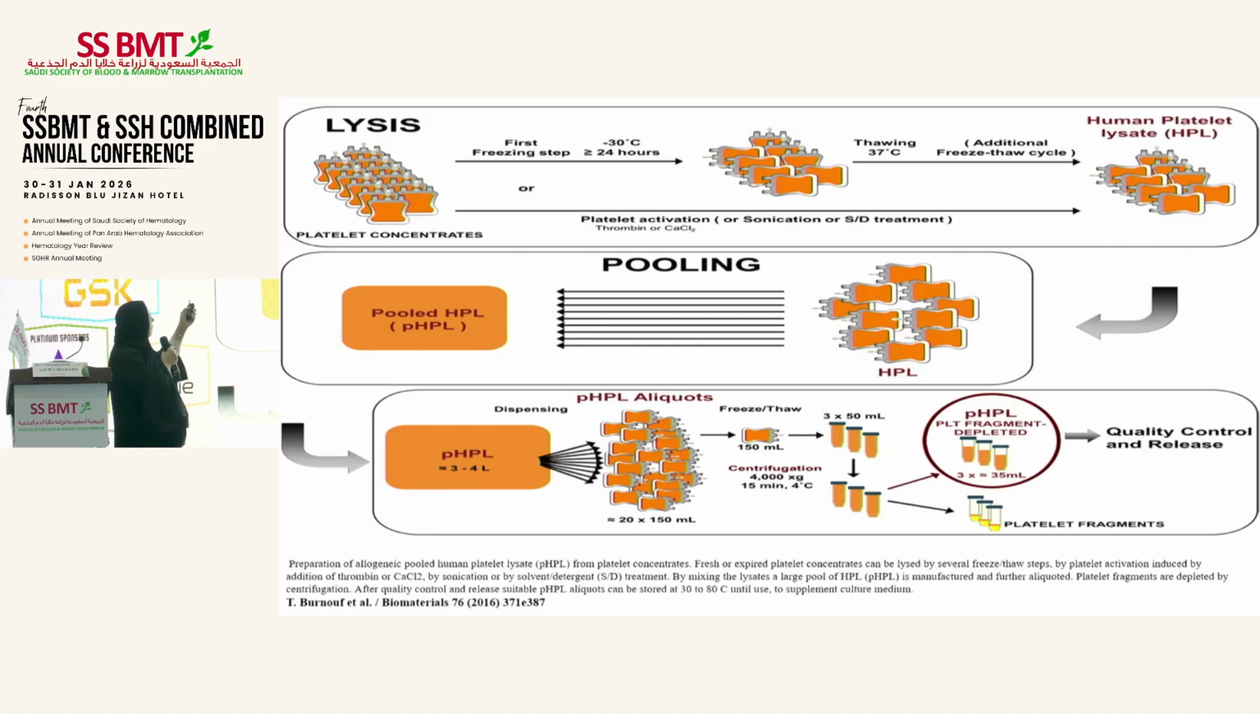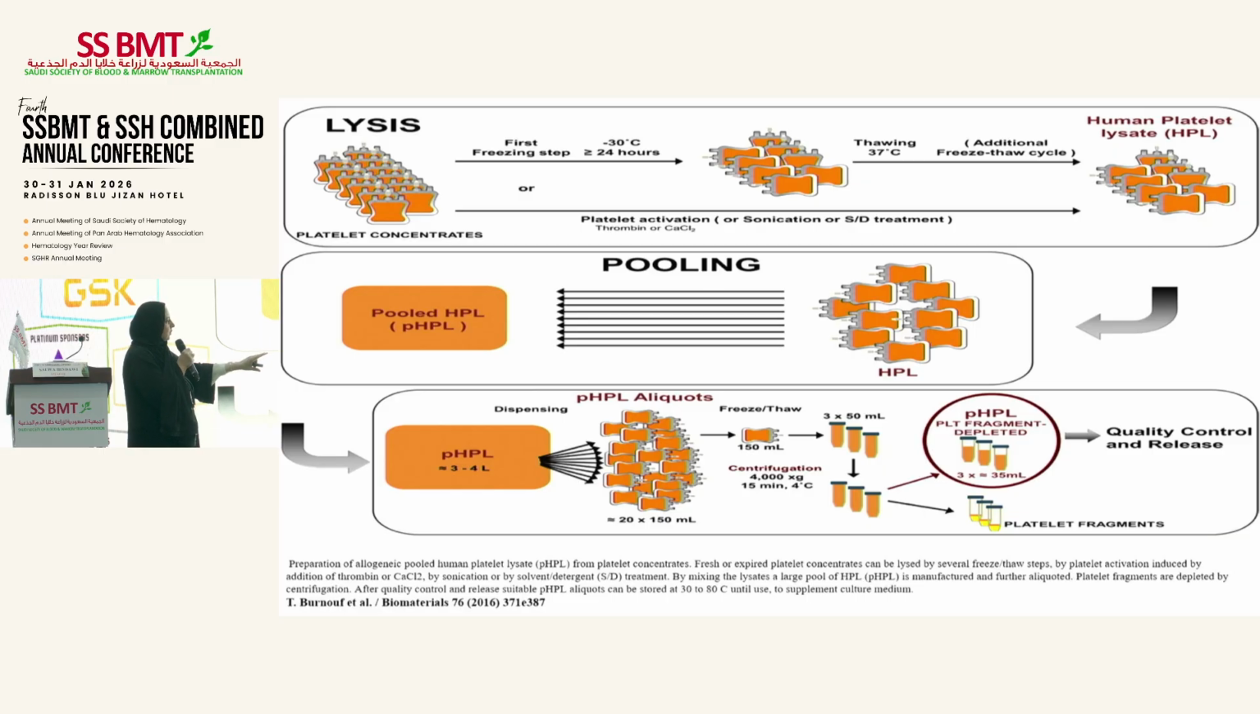We get the concentrate and do a freezing step for 24 hours at -30, then we do thawing at 37, then an additional step of freezing and re-thawing again. Then we do boiling of all this concentrate together. After boiling, we can divide it into small aliquots, 150 mL or 20 aliquots if it is 3 or 4 liters. Then we can freeze and thaw each aliquot again, then divide these aliquots into smaller aliquots of 50.